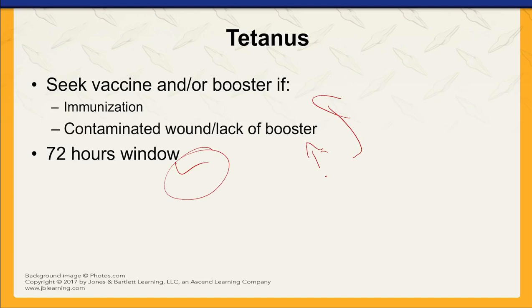For example, say I get punctured by a nail today. I'm walking home, I step on a nail, and it penetrates my shoe and punctures the sole of my foot. Well, I've got this 72-hour period to go and get a booster if I haven't been vaccinated in the last 5 years. Again, the assumption is that it's a dirty nail.